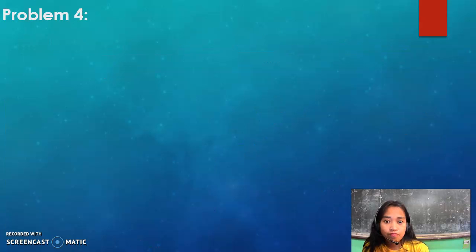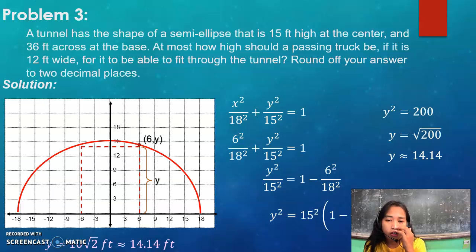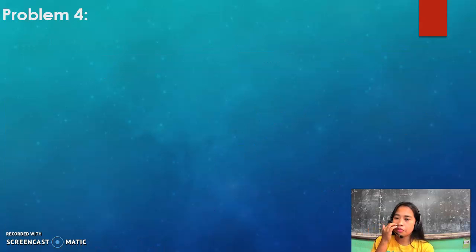So the maximum height of the truck that can pass through the semi-ellipse tunnel is 14.14 feet. Okay, now let's proceed to our last problem.